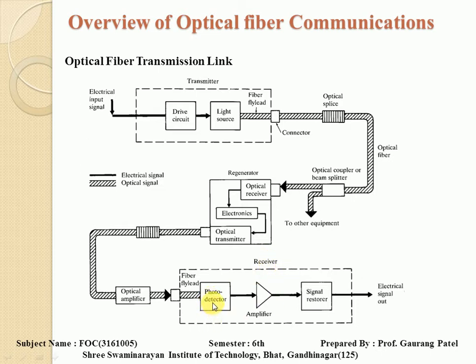Receiver basically consists of three blocks. One is photodetector, amplifier and signal restorer. The main function of this photodetector is to convert received light signal into electrical signal, and that electrical signal is amplified by this amplifier and given to the signal restorer, where this amplifier and signal restorer help us to maintain desired signal to noise ratio, and at this point we are getting our original electrical signal.